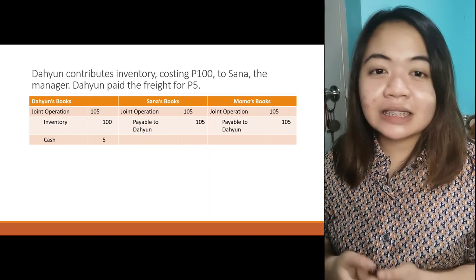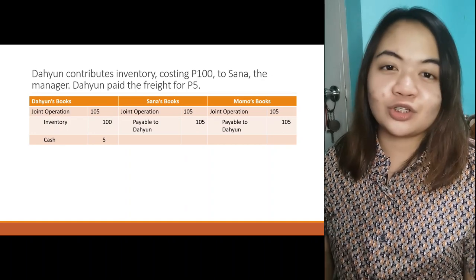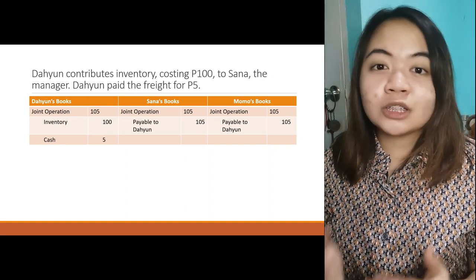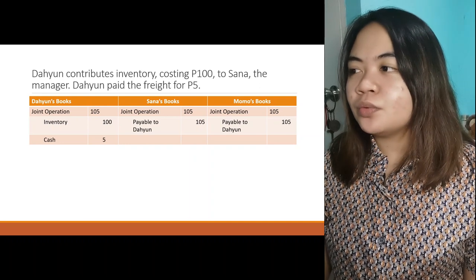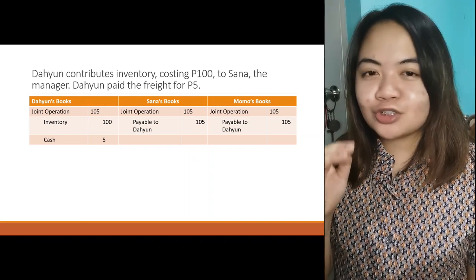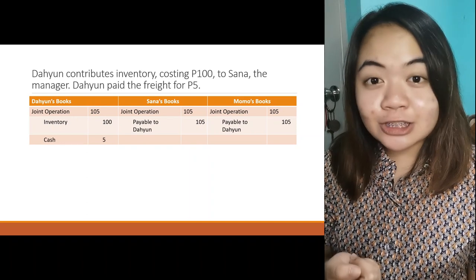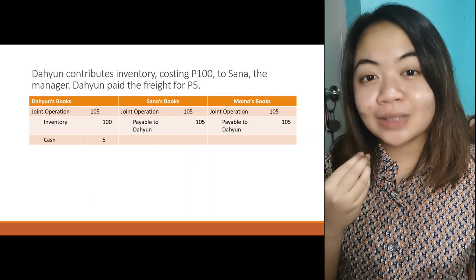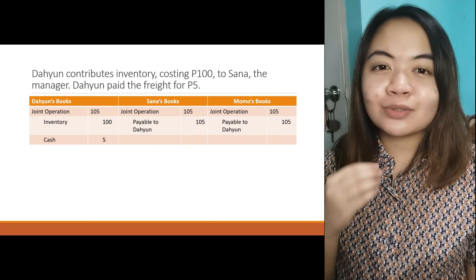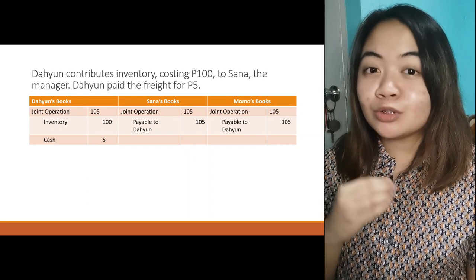Next, kay Sana, who is the manager, okay? Siya yung manager of the joint operation. How will she record such? So, debit siya, joint operation, the same. Kasi merchandise yung contribution plus freight, 105. And then credit siya ng payable to Dayon. Okay, these are the personal accounts of the joint operators. Okay, so payable to Dayon.